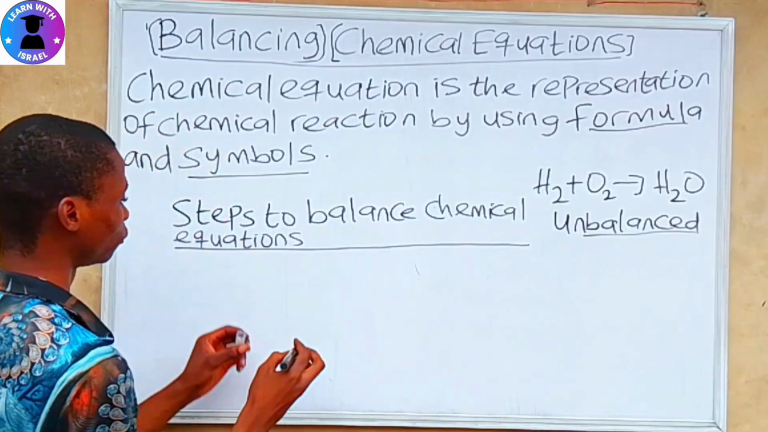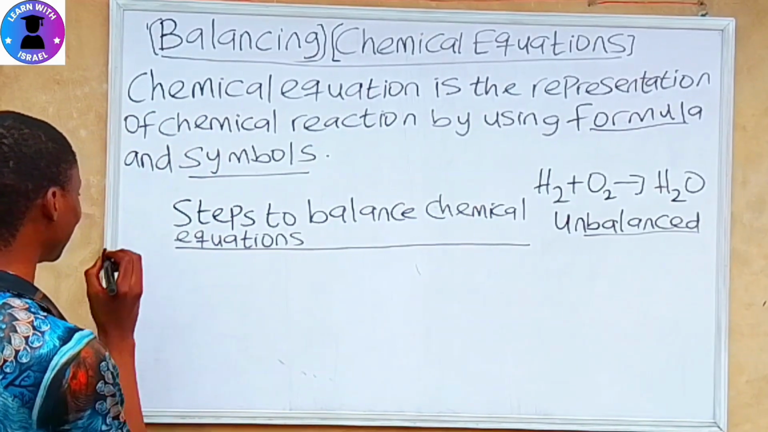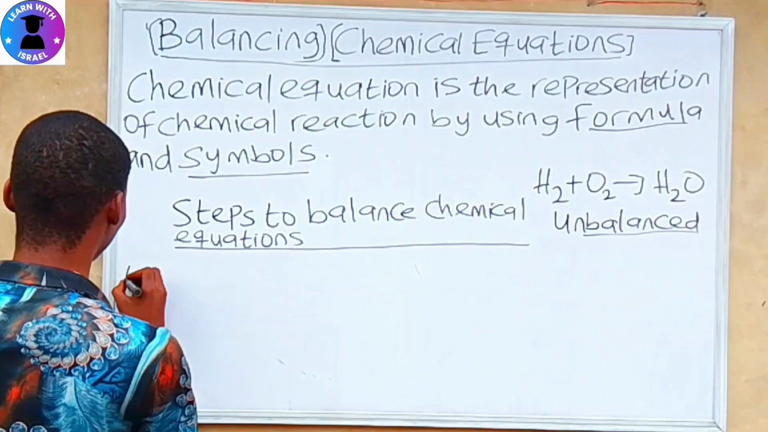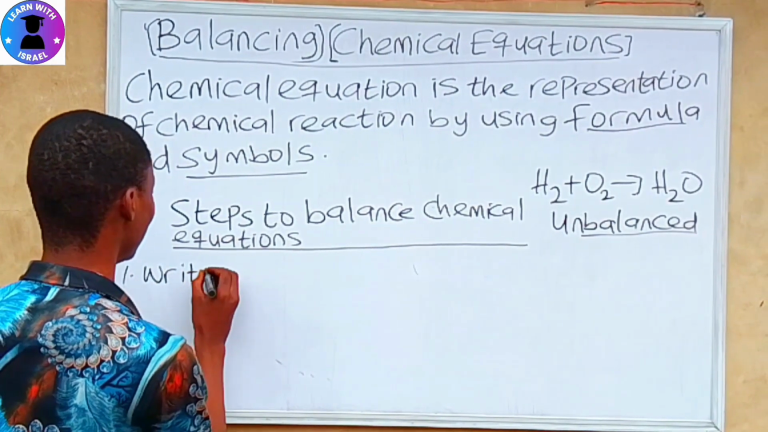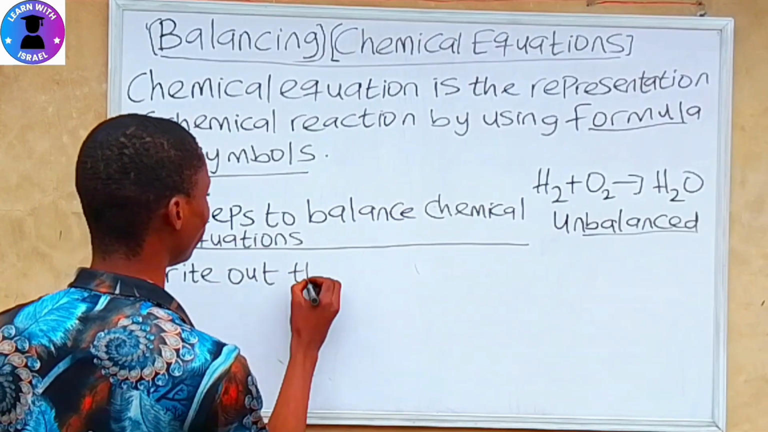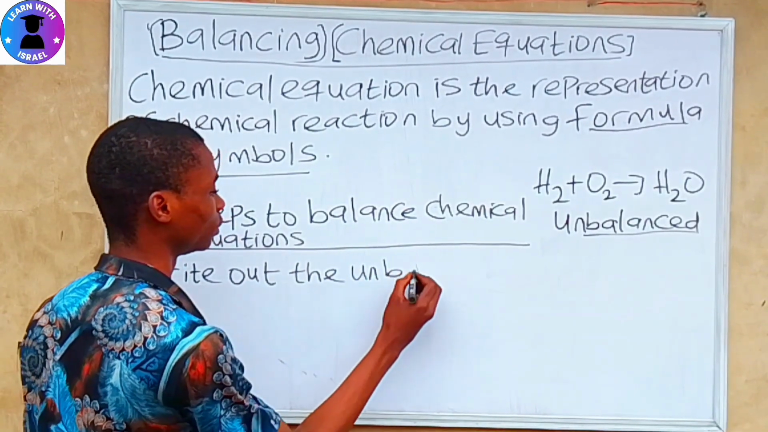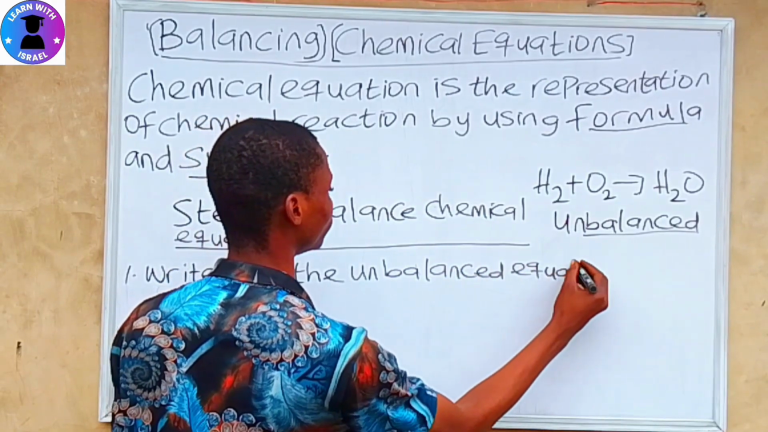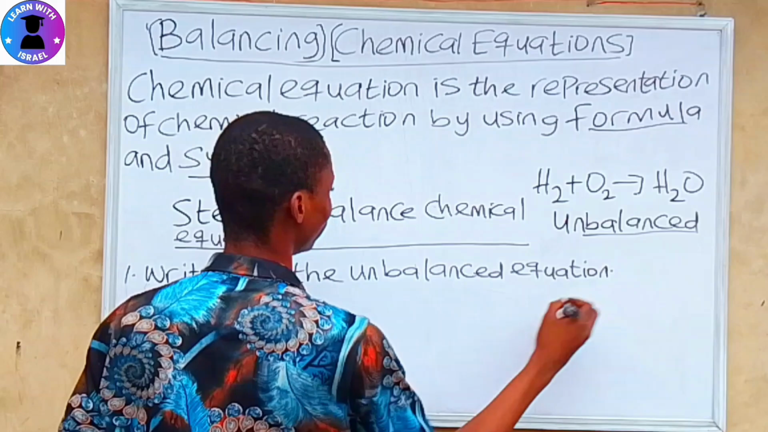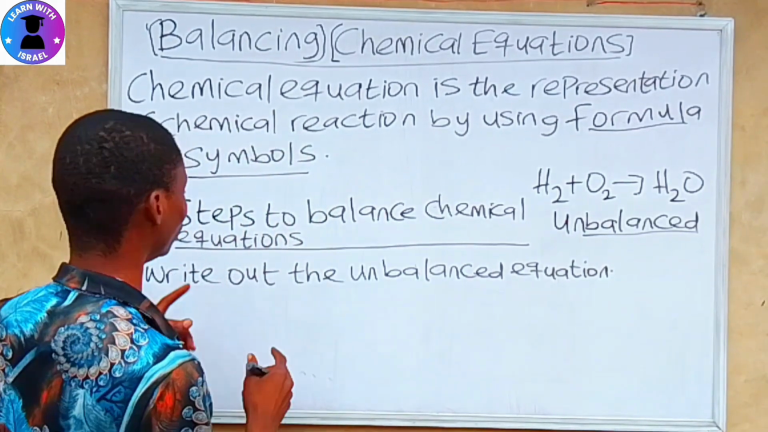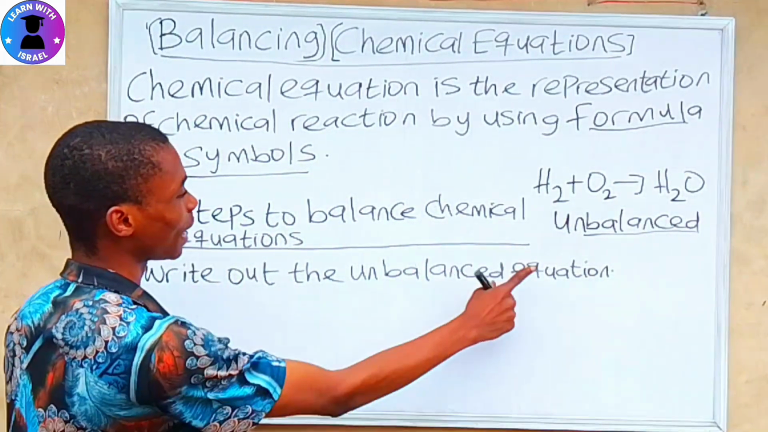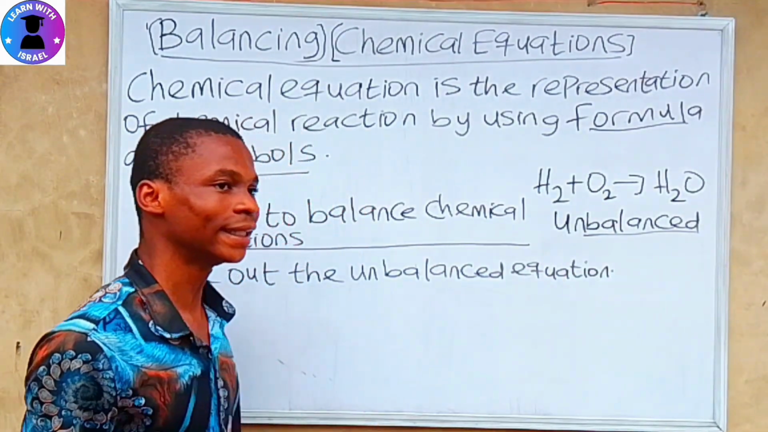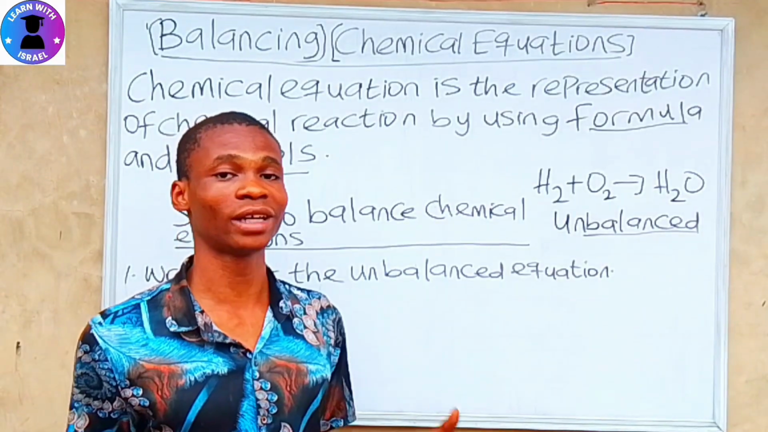So, the steps to balance a chemical equation. I'll be listing 4 steps for you guys. The number one step is to write out the unbalanced equation. That's the first step. That's what I did here. I wrote out the unbalanced equation because there is no way you can balance an equation that you cannot see.